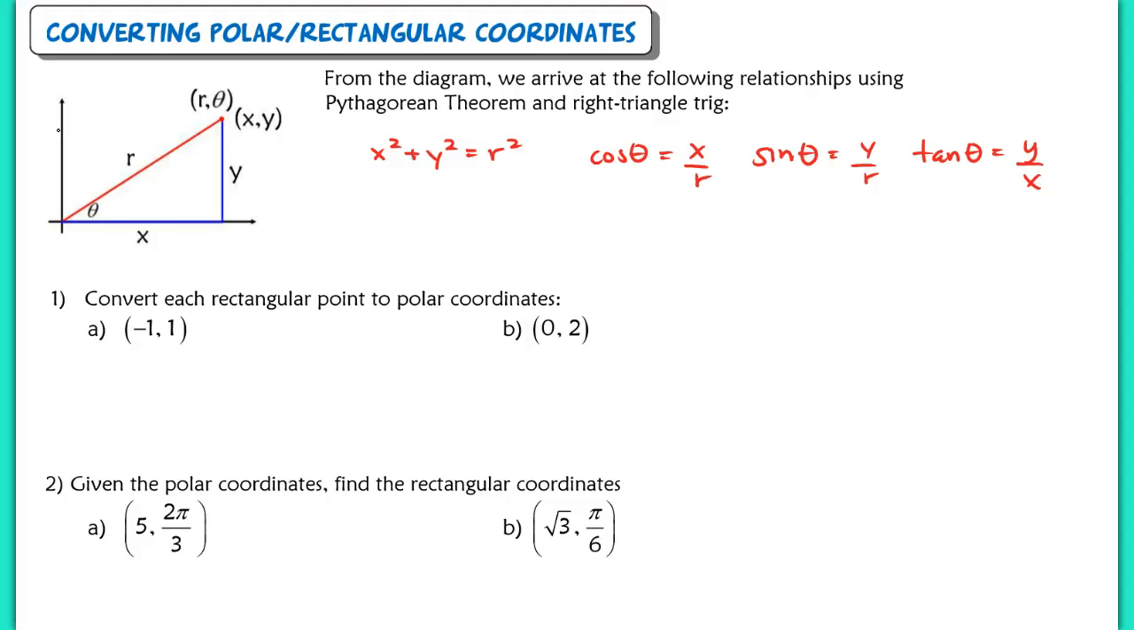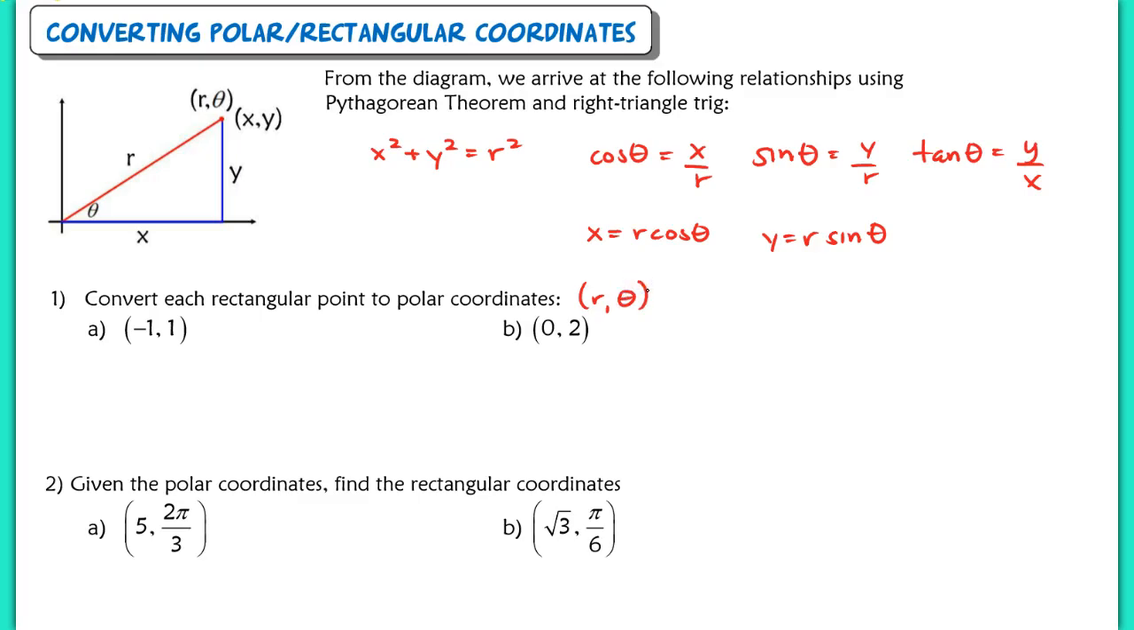Now, what this is helpful for is converting between polar and rectangular coordinates, because if I solve for x, I have x is equal to r times the cosine of theta, and y is equal to r times the sine of theta. Now when I'm given a rectangular point and I want to convert to polar coordinate form, that means I want to go from (x, y) to (r, theta). Those are the 2 pieces of information that I need to have.